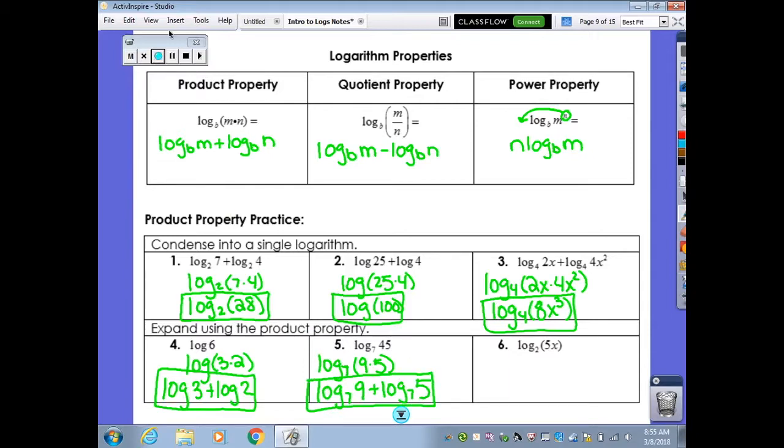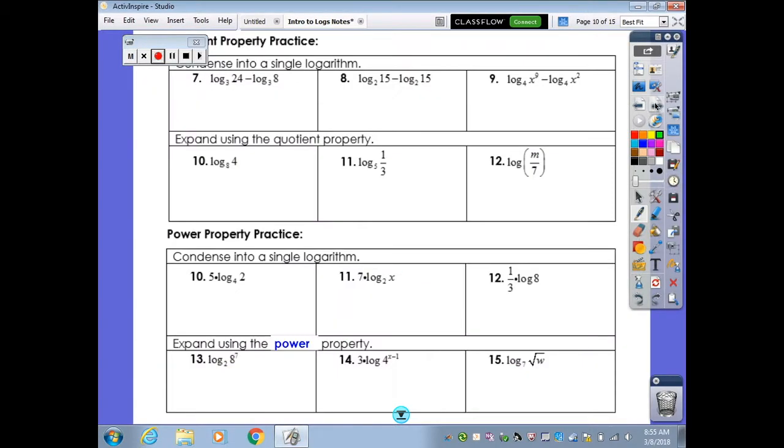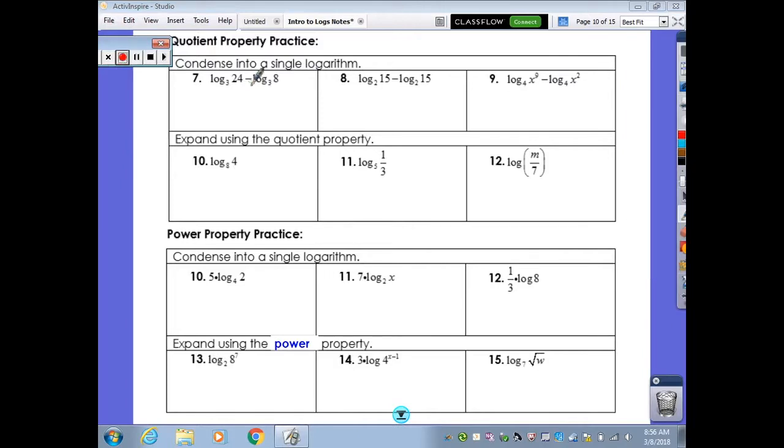Pause the video here and try the next one on your own. This is what you should have gotten as your final answer. Now let's go on to the next problems. Condense into a single logarithm. So now we're doing subtraction.